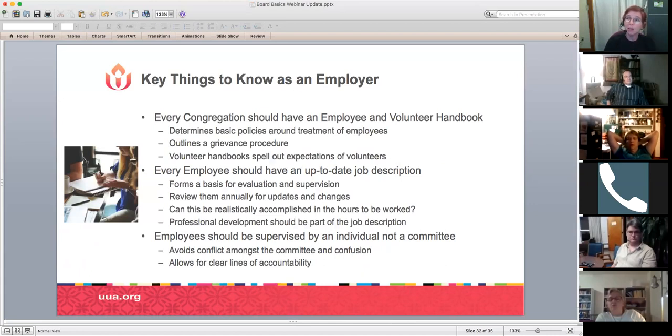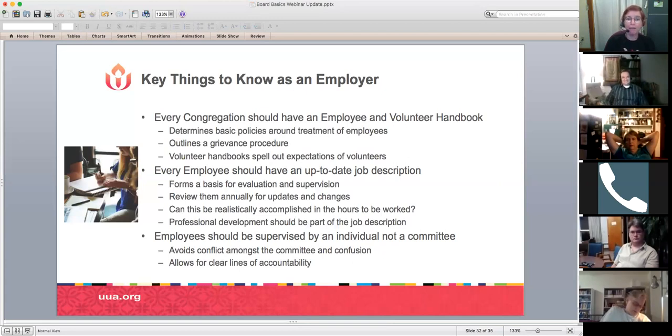We have a tendency to work this into ministers' and even religious educators' work. It sometimes gets short shrift with music directors, and administrators tend to get dropped altogether. But you're asking them to learn new computer programs, you're asking them to learn new systems. They should be allowed opportunities to take classes or read books or purchase whatever they need to get up to speed. Employees should be supervised by an individual, not a committee.